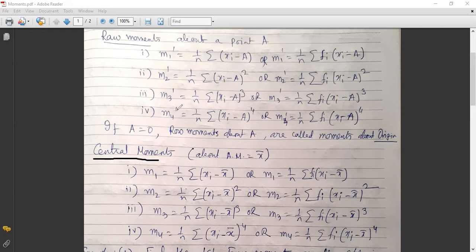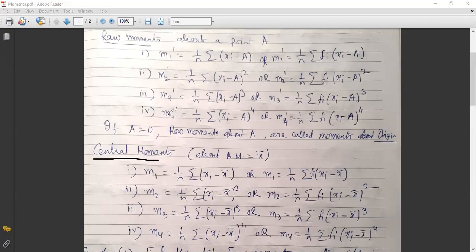Fourth order moment is enough to learn calculus, I mean kurtosis and skewness. It is enough to know the first four moments. In general, they are sometimes called the first four moments: the second order moment, third order moment, or fourth order moment.